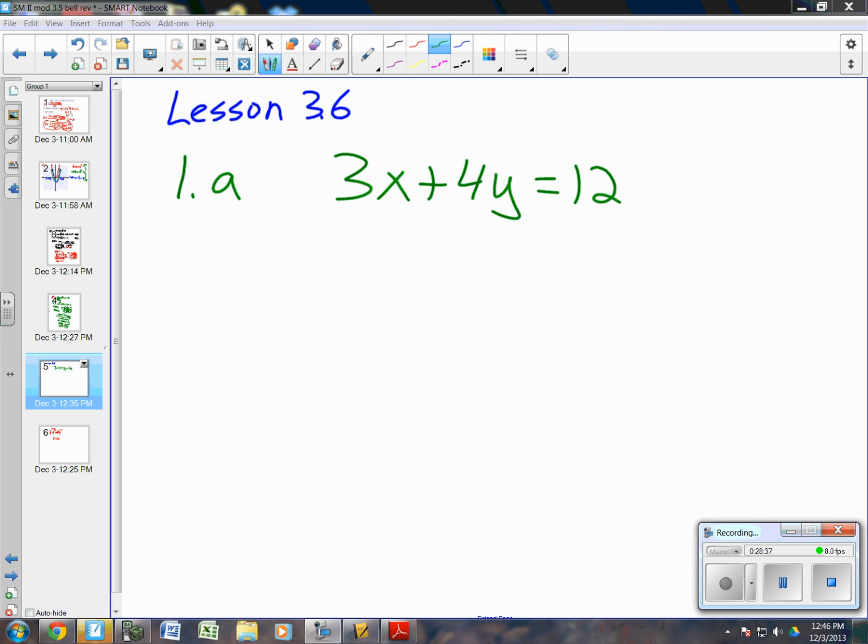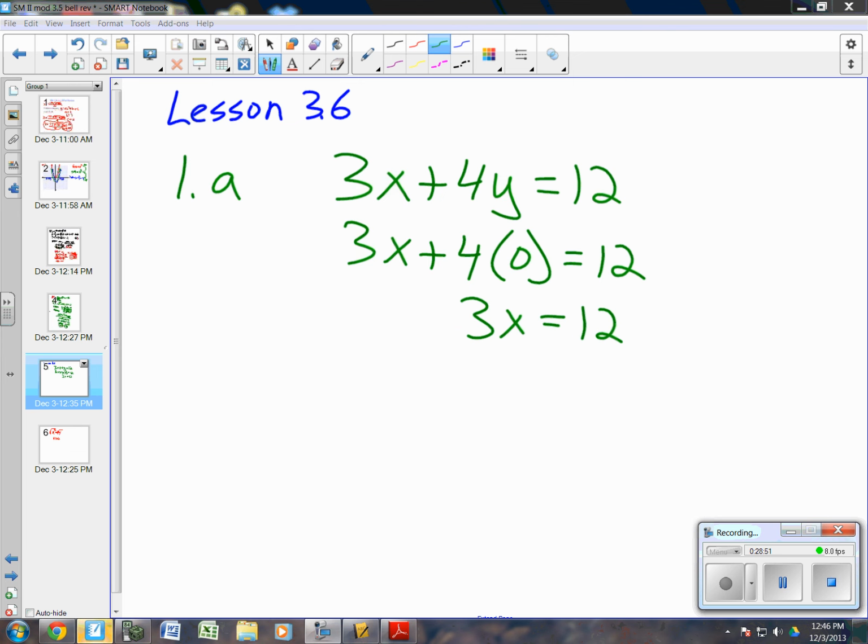How do you find an x-intercept? Put 0 in for y. So we're going to go 3x plus 4 times 0 equals 12. 4 times 0 is 0, so I get 3x equals 12. How do I solve that? Divide by 3. I get x equals 4. It says write your answer as an ordered pair. What does that mean? 4 comma 0. That's how you write your answer.